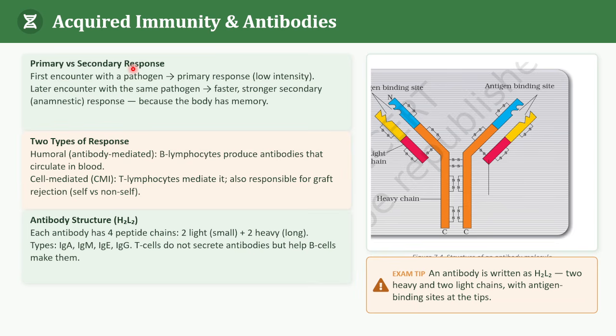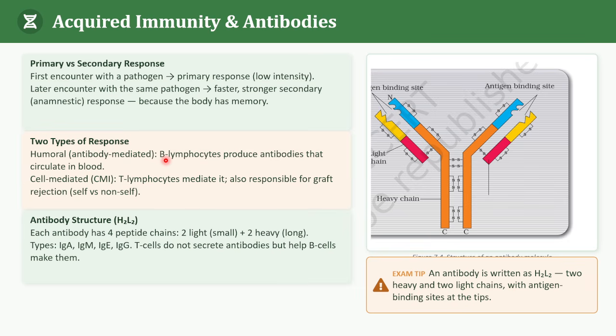Now next, what happens? We have two types of response here. Two important lymphocytes are involved in this: one is the B lymphocytes and another one is the T lymphocytes. B lymphocytes produce antibodies. These antibodies circulate in the blood, and this response is called the humoral or antibody mediated immunity.